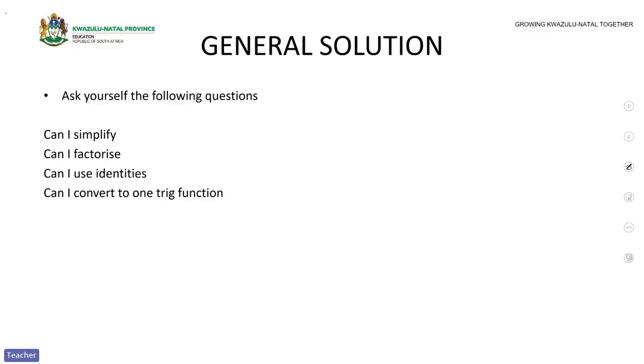Can I use the identities? Mr. Ntuli was talking about the identities. Is there an identity that I see? Then if the answer is yes, then you'll have to make use of those identities.